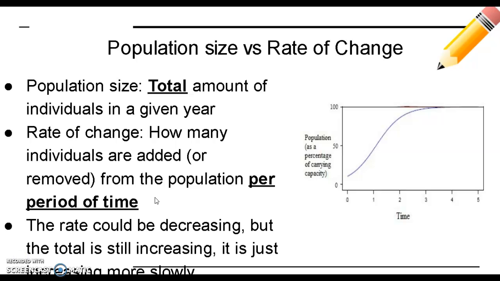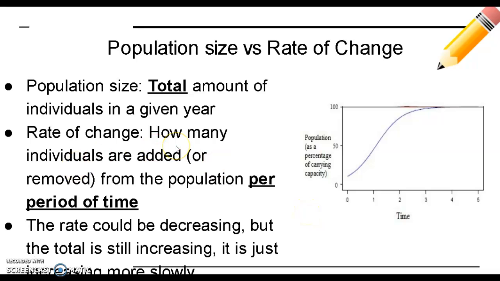So the one thing I want to clarify is population size versus rate of change. A lot of times on the MCAS, students will confuse rate and population size, and I just want to make these two things a little bit clearer for you. So population size is the total amount of individuals in a given year. So how much overall? So from year or time 0 to time 5. So if we look at this graph, we can see that overall the population size grew.